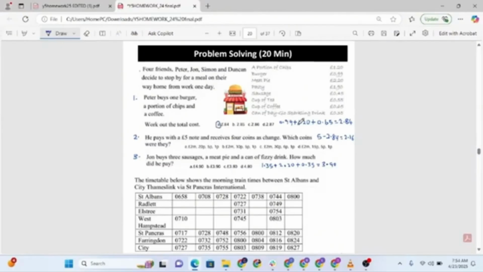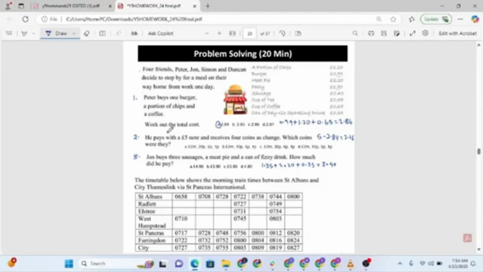Explanation. The cost of 1 burger is 99 pence. The cost of a portion of chips is £1.20. The cost of a cup of coffee is 65 pence. Now add them together. 99 pence plus £1.20 plus 65 pence equals £2.84.